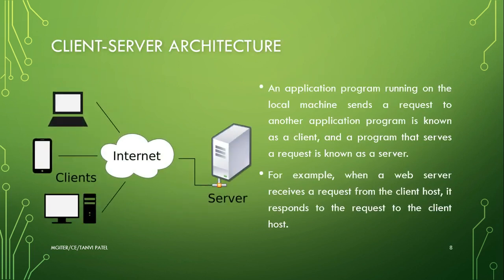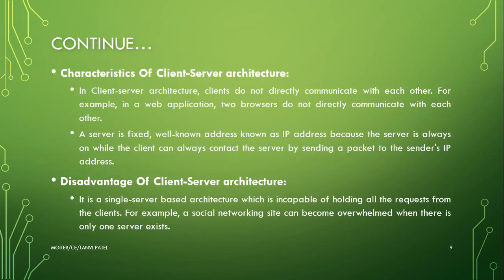So first is client server architecture. An application program running on the local machine that sends a request to another application program is known as a client, and a program that serves a request is known as a server. Here in the figure you can see that there are a number of clients who are connected through the internet to a server. For example, when a web server receives a request from the client host, it responds to the request to the client host. Meaning the web server receives a request and gives back a response to the client. That is the client server architecture.